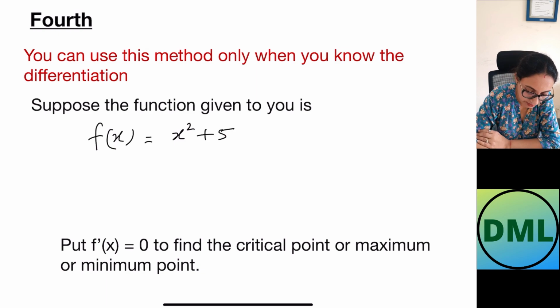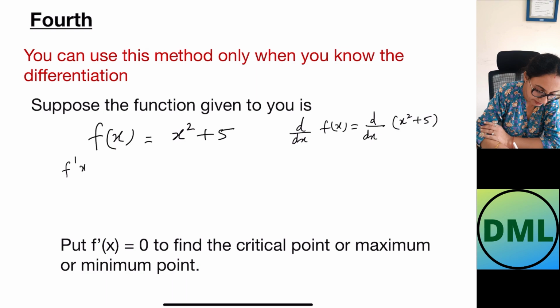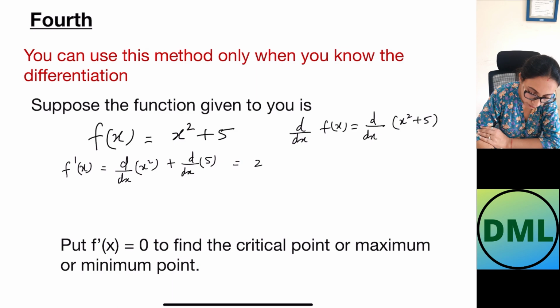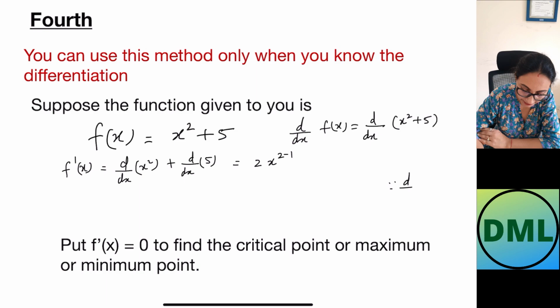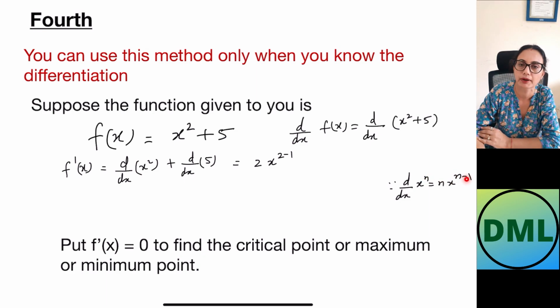Let's do the differentiation here. d/dx of f(x) will be given by d/dx of (x² + 5). This can be written as f'(x), which is equal to d/dx of x² plus d/dx of the constant 5. That is equal to 2x^(2-1). Why? Because we know that d/dx of x^n is n x^(n-1). Here my power is 2, so it will be 2x^(2-1).